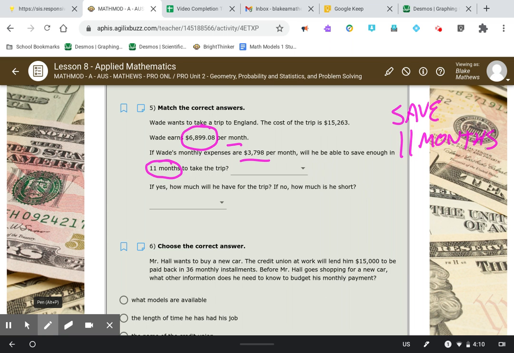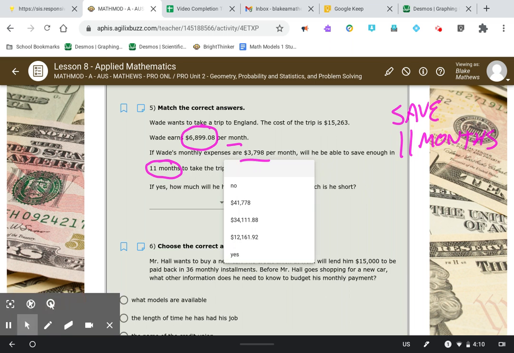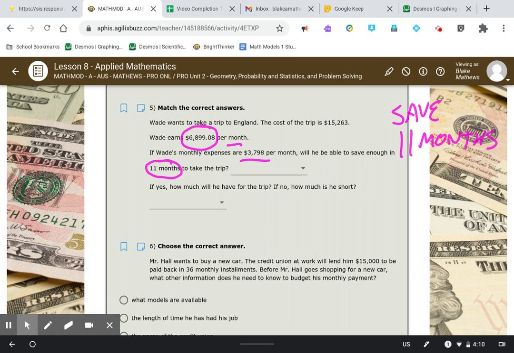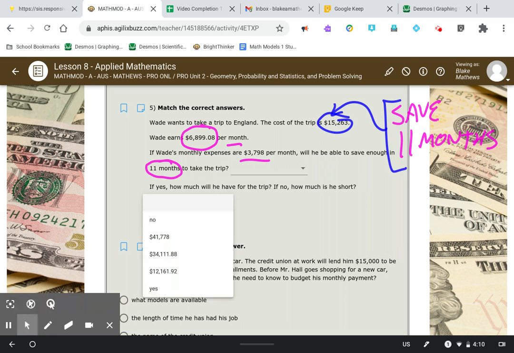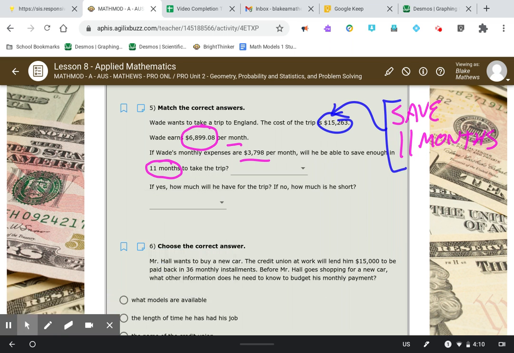Once you get that, that's going to be the thing that helps you answer this. If he's able to save enough, meaning able to save this much in those 11 months, then you're going to say yes. And then it says, if yes, how much will he have for the trip? If no, how much is he short? So either you put the amount that he has for the trip, or you put the amount that you get after you subtract from 15,263.